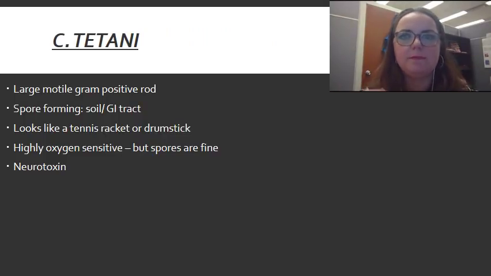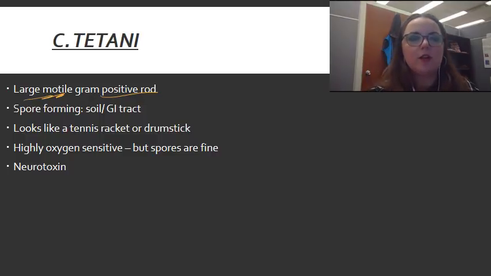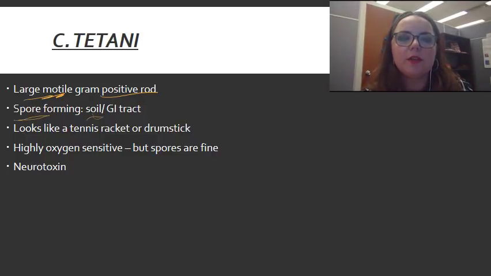So first, just some main characteristics. This is a large motile gram-positive rod, just like all of the Clostridia. And also, just like all of the Clostridia, it's a spore-forming organism. We can find it in the soil, in the gastrointestinal tract of some animals, so you can actually pick it up kind of anywhere.